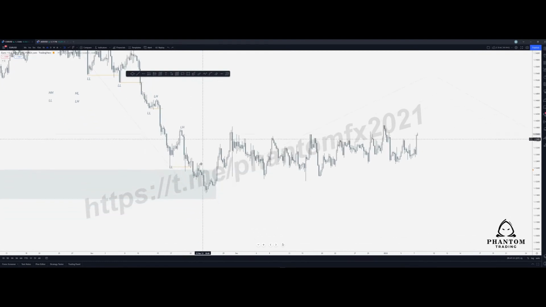Right, so here, this is where that lower low broke. Price closed below it. Here you got a wick, but here was the actual body closure. And then what do we get? A new lower low. New lower low.